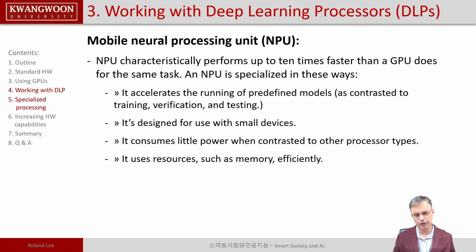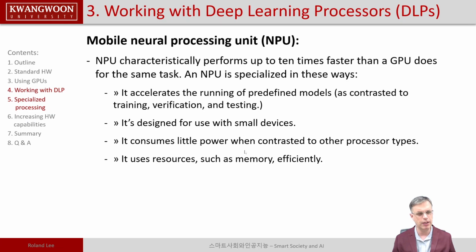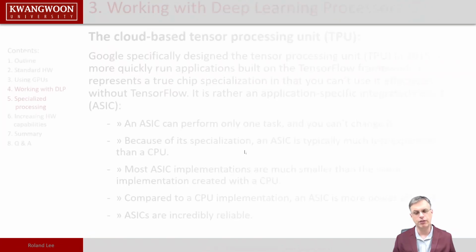An NPU is specialized in the following ways. It accelerates the running of predefined models as constructed, through training, verification, and testing. It is designed for use with small devices. It consumes little power when contrasted to other processor types, and it uses resources such as memory efficiently.